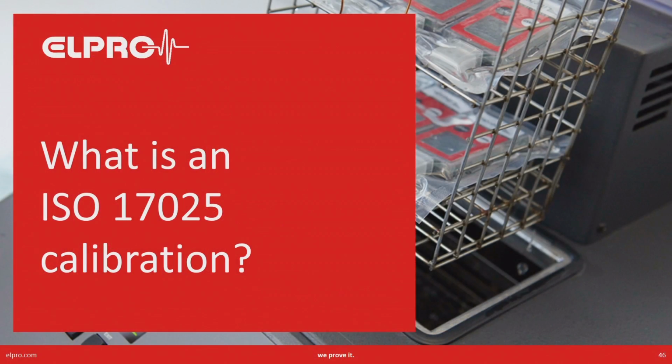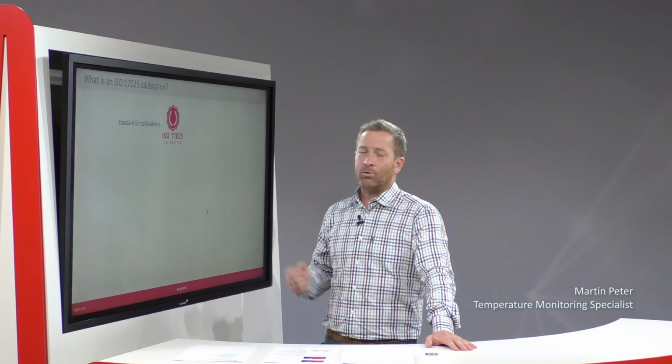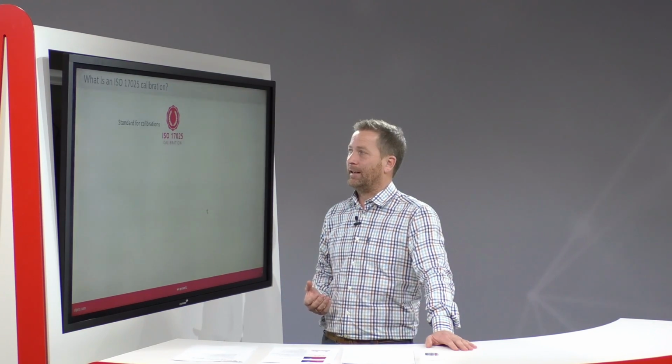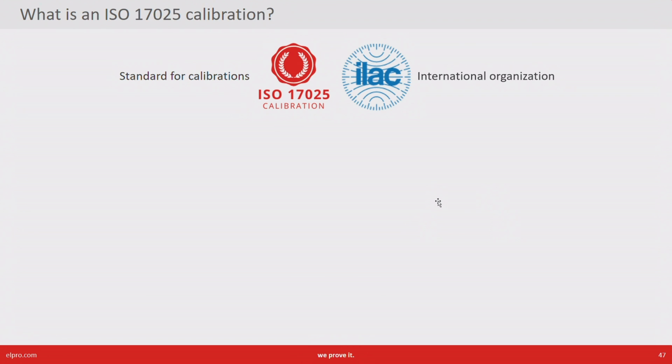We are still in the series on calibration, and in this video we are talking about the ISO 17025 standard. First of all, the ISO 17025 standard is a standard for calibration labs working with temperature calibrations. And you might have seen this ILAC logo on certificates.